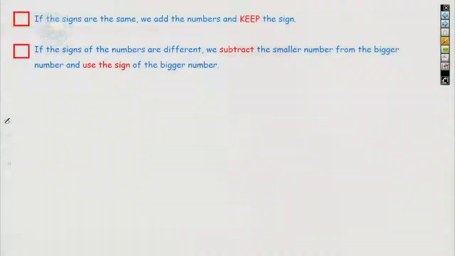For the addition and subtraction of integers, if the signs on the numbers are the same, we add the numbers and keep the sign. If the signs are different, we subtract the smaller number from the bigger number and use the sign of the bigger number. Let's see how that goes.